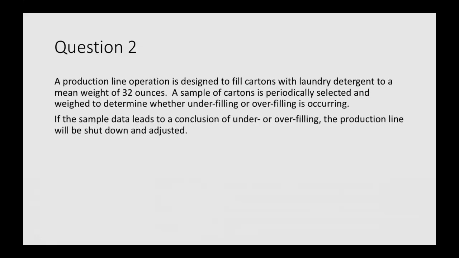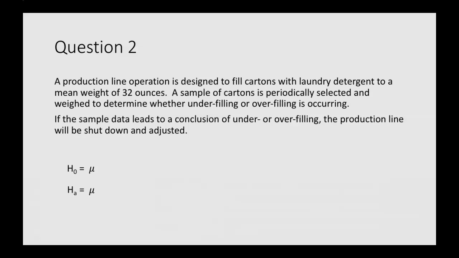So our first scenario, it says a production line operation is designed to fill cartons with laundry detergent to a mean weight of 32 ounces. A sample of cartons is periodically selected and weighed to determine whether underfilling or overfilling is occurring. If the sample data leads to a conclusion of underfilling or overfilling, the production line will be shut down and adjusted. So we're going to need to figure out our null hypothesis and our alternative hypothesis. So here, whether we underfill or overfill, we're going to need to shut down.